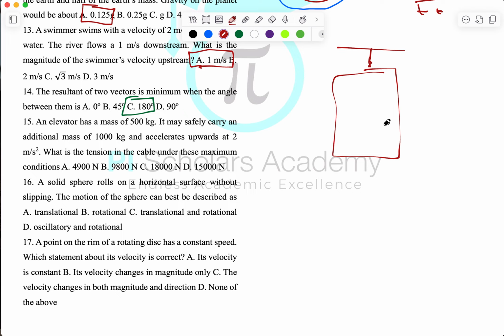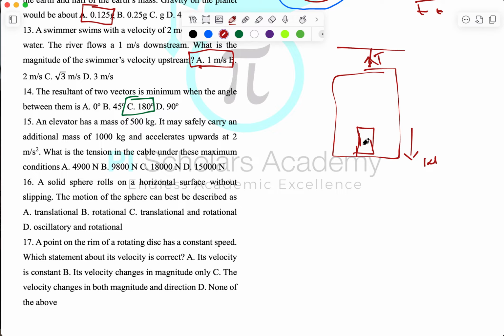This is where the cable is attached, and then the mass is placed inside. Let's say this is the mass. Now, the way it happens is that the weight of the entire elevator will be acting downward. So weight is acting downward, and as the weight is acting downward, tension will be acting upward in the string as well. So these are the two major forces that are here. And from what we know here, let's calculate the total weight that will be acting downward.